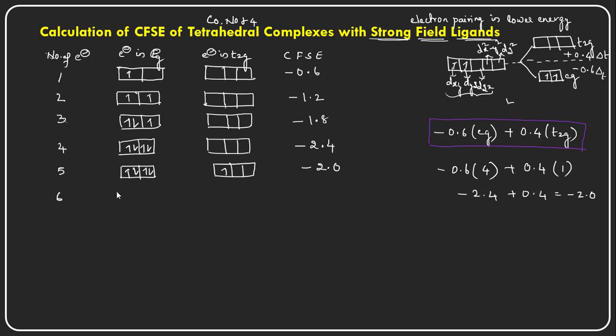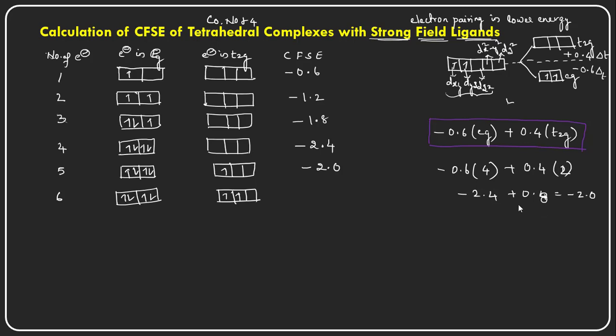So the sixth electron, where will it enter? 2 electrons are here, 2 electrons are here. So the sixth electron will enter the T2g orbital, and now it becomes 2. The T2g orbitals have 2 electrons, and the remaining value is the same, so it will be minus 2.4 plus 0.8. So how much will the value be?